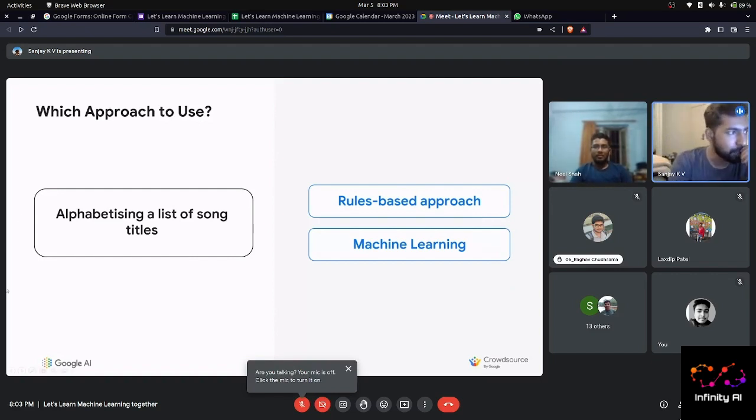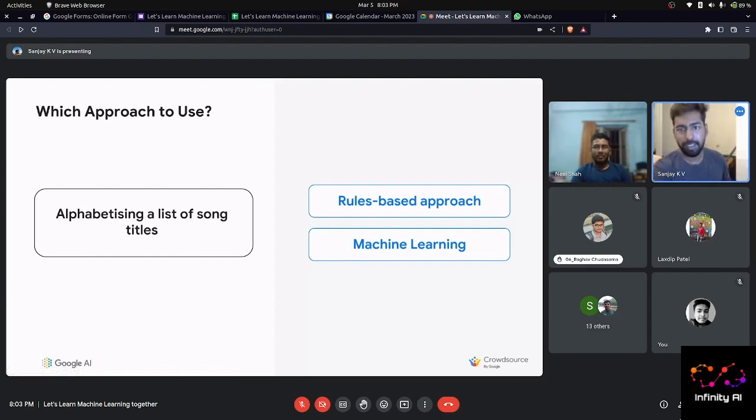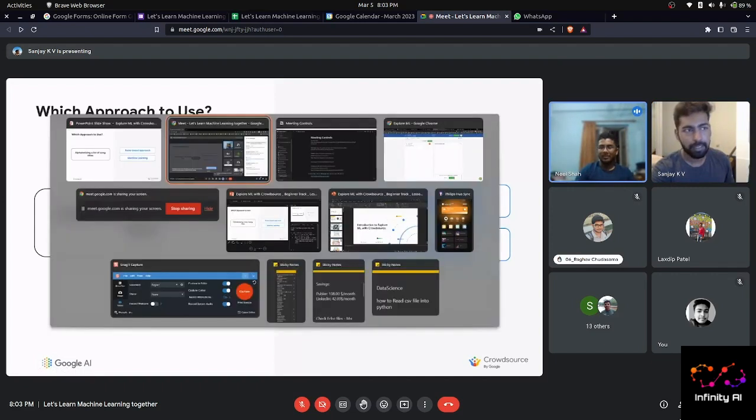Let's look at this scenario: alphabetizing a list of song titles. Do you think that's a machine learning or rule-based approach? Let me know in the comments, in the chat section, which will be the correct one.